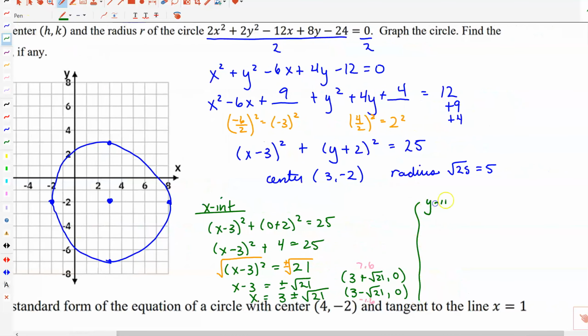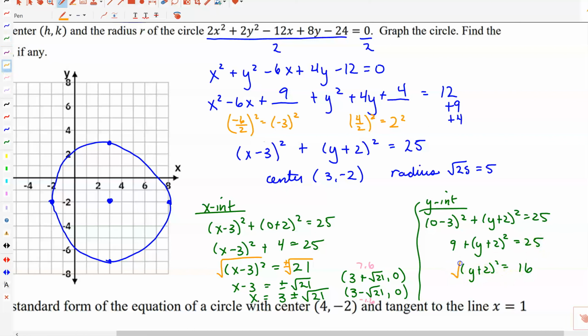Let's do y-intercepts now. For the y-intercepts, we're going to let x be 0. So I'm going to have 0 minus 3 squared plus the quantity y plus 2 squared is equal to 25. Negative 3 squared is 9, and there's no need to multiply that out because we're just going to use our square root property. So I'm going to subtract 9 from both sides, and I get the quantity y plus 2 squared is equal to 16.